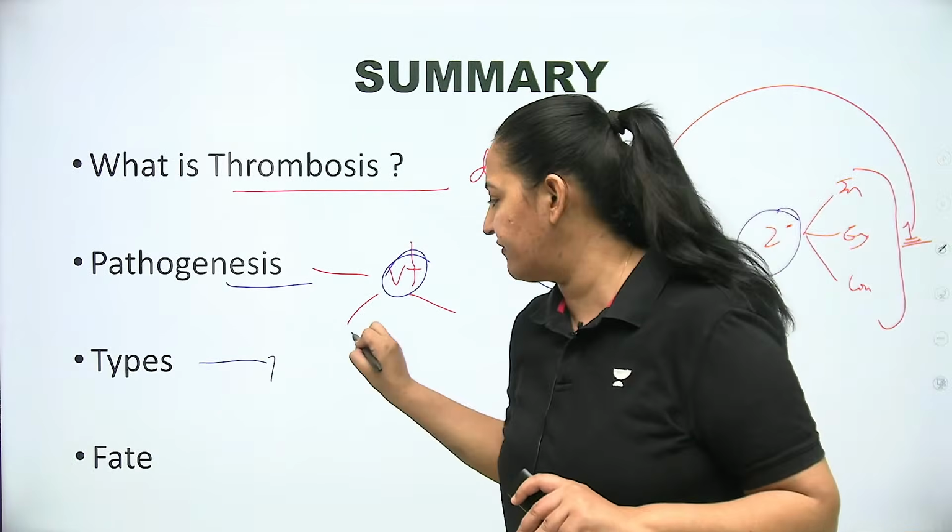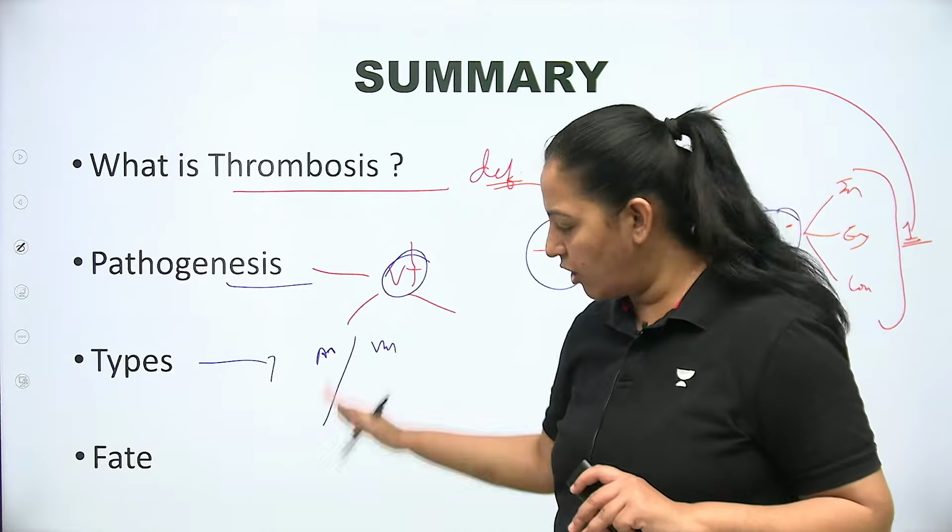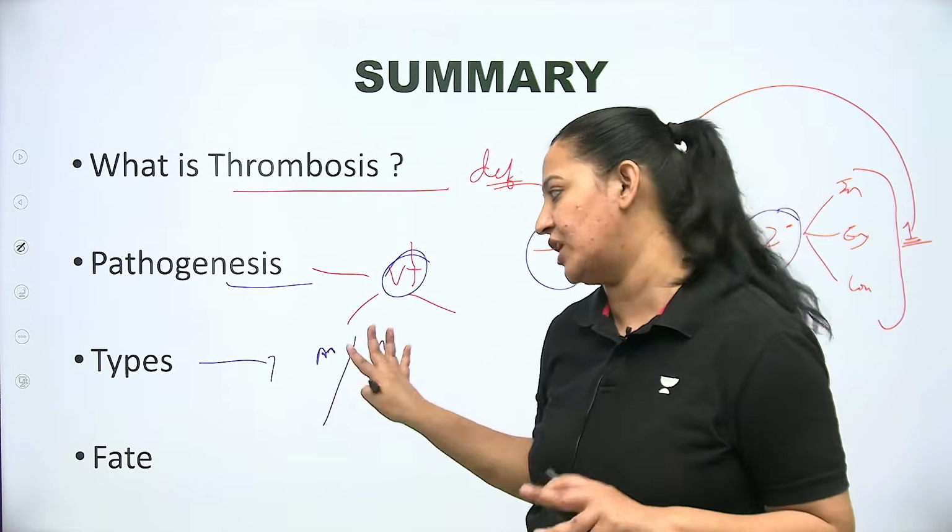Then in the types, draw the difference between arterial and venous thrombi. Draw the table. I have explained the table to you, with diagrams and flowcharts wherever necessary.